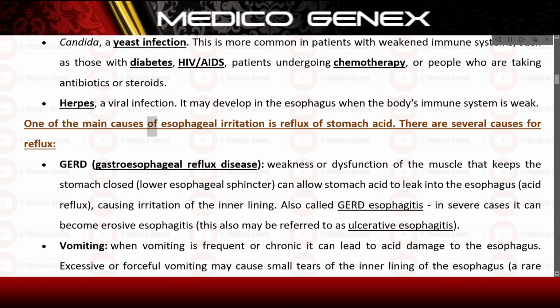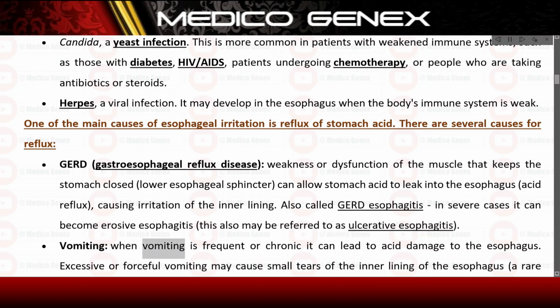One of the main causes of esophageal irritation is reflux of stomach acid. There are several causes for reflux. GERD, gastroesophageal reflux disease: weakness or dysfunction of the muscle that keeps the stomach closed, the lower esophageal sphincter, can allow stomach acid to leak into the esophagus, causing irritation of the inner lining. Also called GERD esophagitis, in severe cases it can become erosive esophagitis. This also may be referred to as ulcerative esophagitis.